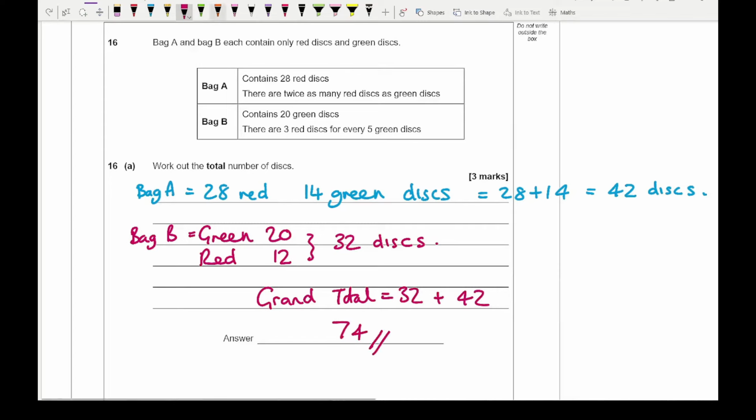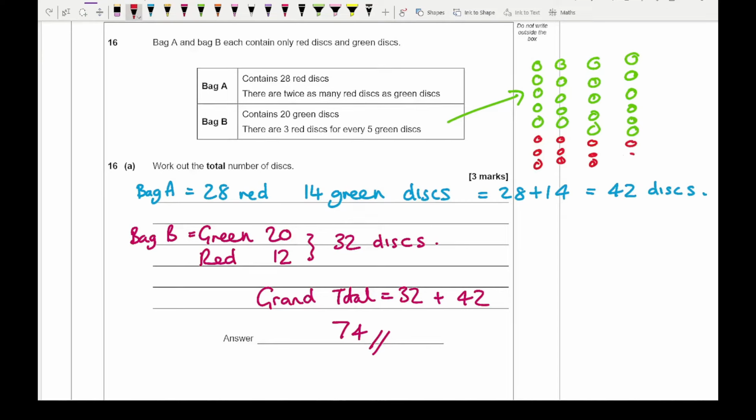Now with the green discs, let's just put that in perspective in case you're not sure of how I've done that. So we've got 20 green discs. If I just draw them in rows of 5, and for every row of 5, I'm going to have 3 red discs. So 1, 2, 3, 1, 2, 3, 1, 2, 3, 1, 2, 3. And then all I need to do is just add them up. So here I've got 8 in this one, 8 in that one, 8 in that one, 8 in that one. 8 times 4 is 32. So that's where I've got 32 from.